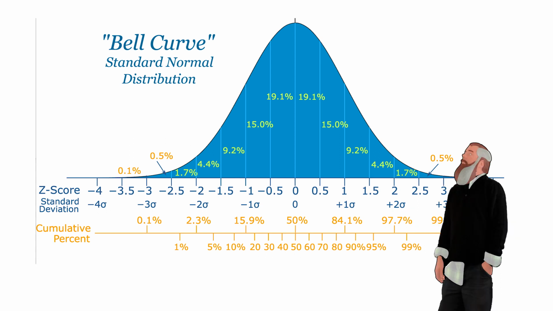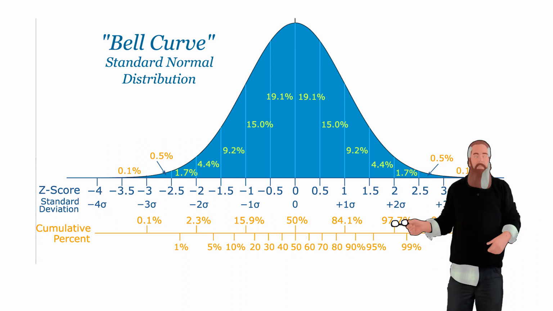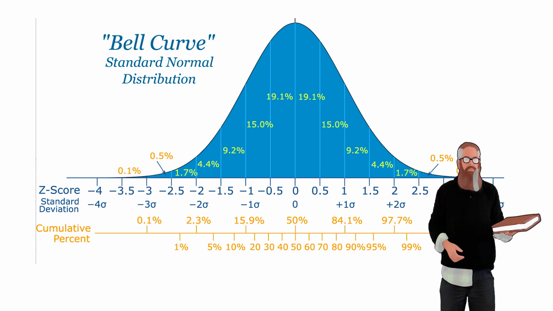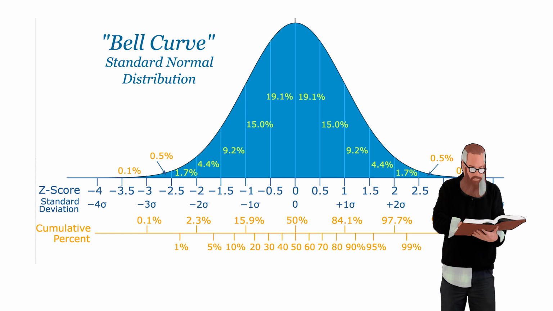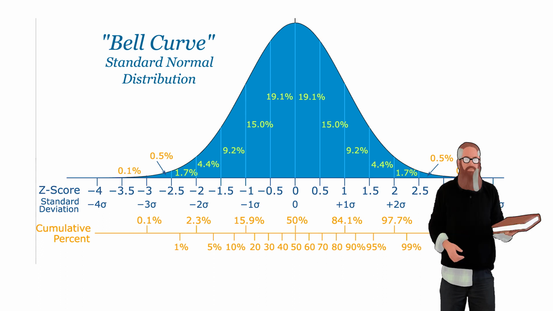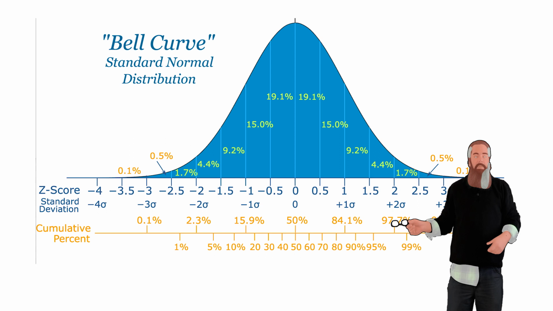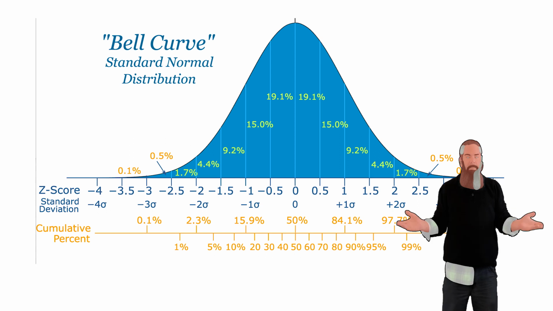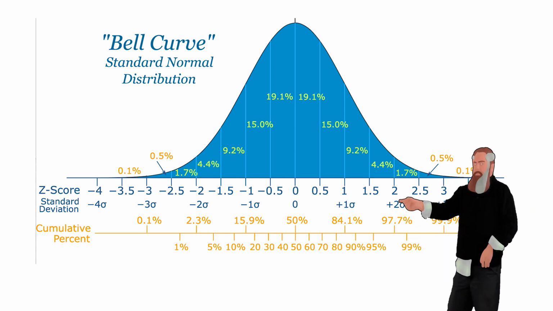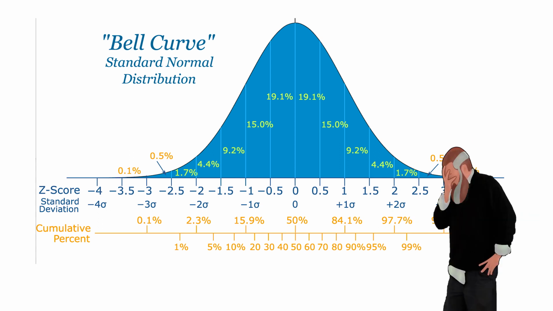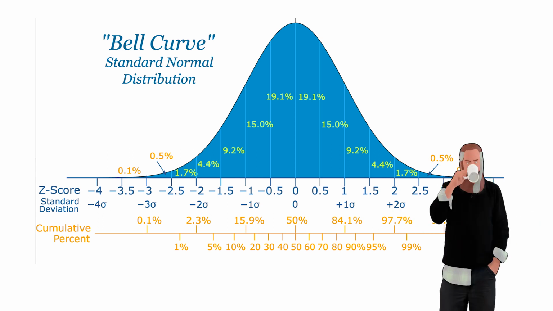Most of the scores cluster around the mean. They are very close to it. Fewer scores occur as you get farther from the mean. The curve is asymptotic to the horizontal axis. This means the ends of the curve, called the tails, get closer and closer to the horizontal axis as you move away from the mean. They never touch the horizontal axis.